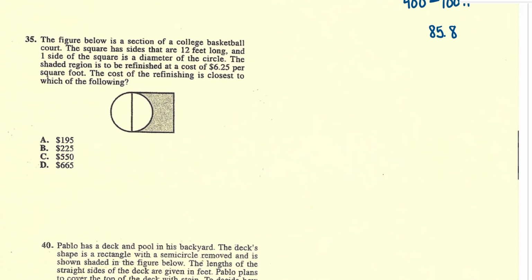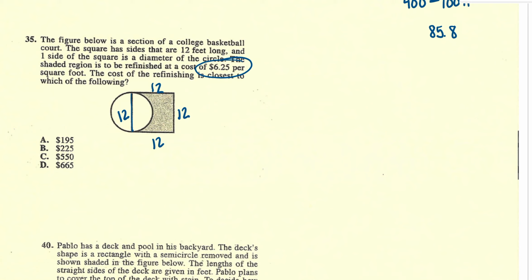Okay, number 35, another shaded region. The figure below is a section of the college basketball court. The square has sides that are 12 feet long. So we'll label that. And one side of the square is the diameter of the circle, but we can see that. The shaded region needs to be refinished at a cost of $6.25 per square foot. So what's that going to cost?